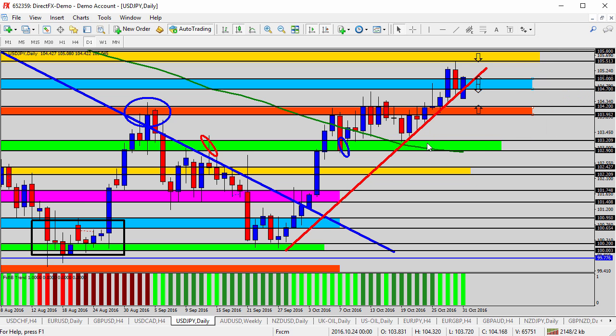I think you need to be very cautious on this currency pair, especially with the BOJ news that we have coming up much later today. So keep an eye on that for the US yen.